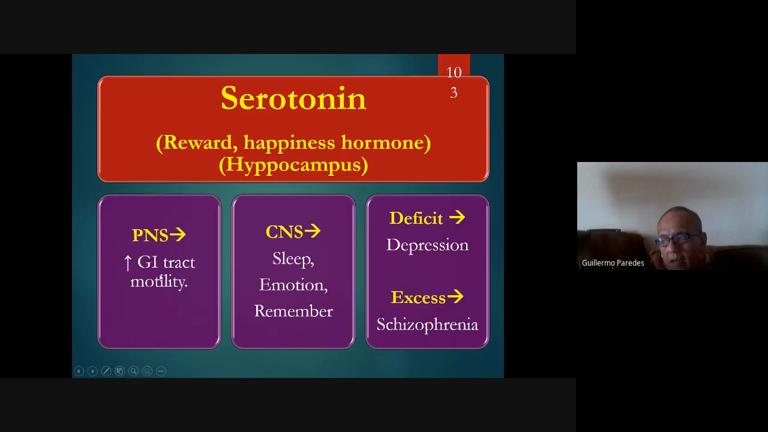Serotonin, peripheral nervous system, increases GI tract motility. If you have excess of serotonin, it can lead into diarrheas, for example. In the central nervous system, this is the reward hormone, the mood hormone, and it participates in the central nervous system as the mood hormone. So you're happy, you feel comfortable. Deficit is the depression, serotonin, and excess the schizophrenia.